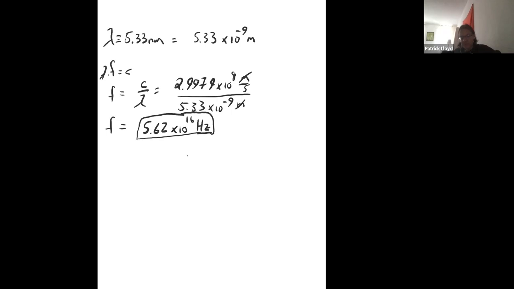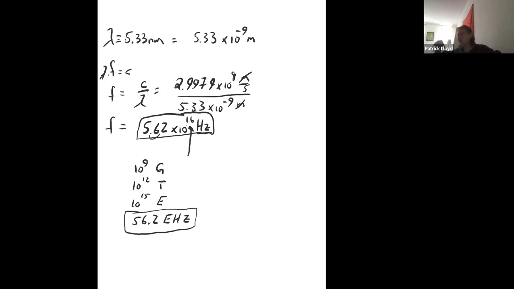People might do that. So 10 to the 9th is giga. 10 to the 12th is tera. 10 to the 15th is, I think it's exa. So put that over and you have 56.2 times 10 to the 15th, so that'd be 56.2 exahertz. People are starting to do that. They're starting to use those very high frequency prefixes. They're very large prefixes for frequencies, because frequencies are pretty high.